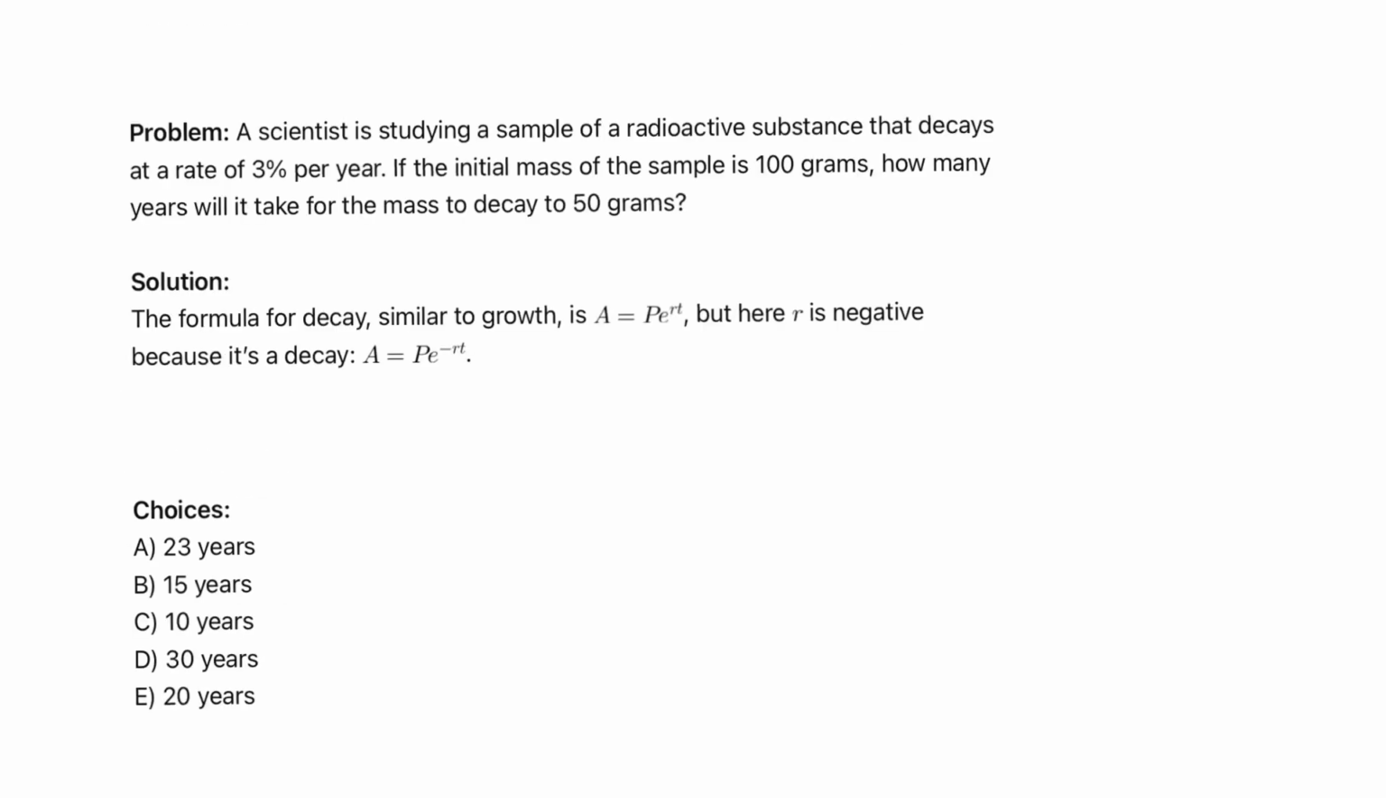Now we have our last problem, and this is one about radioactive decay. This is losing. Instead of growing, this is losing. It is decaying at the rate of 3% a year. If the initial mass is 100 grams, how long will it take to get down to 50 grams? And so they use that same formula here, except it's with a minus in the exponent. So work on that one for a minute. Let's give you about 35 seconds and see what you come up with.